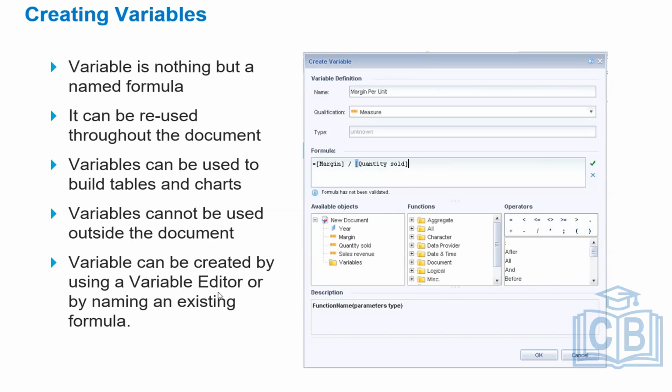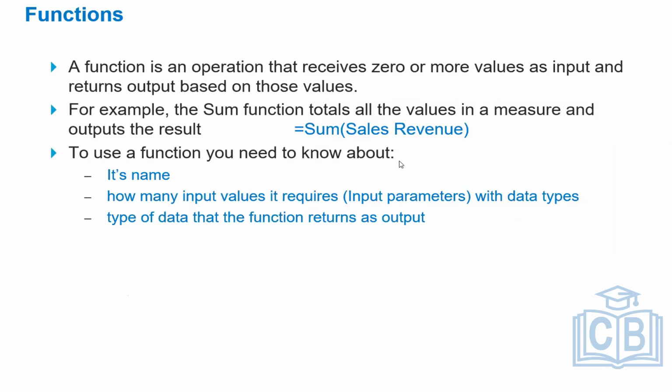A variable can be created by using the variable editor or by naming an existing formula. We'll write a formula here, name it, and say whether it is a dimension or a measure. We can use all these functions to write the formulas, and these operators also. We validate by clicking on this tick symbol, and if it is correct, it will say that it has been validated. Then we can use it in our reporting.